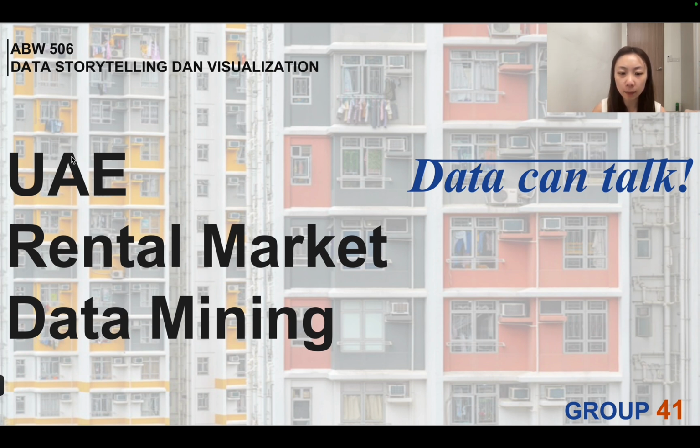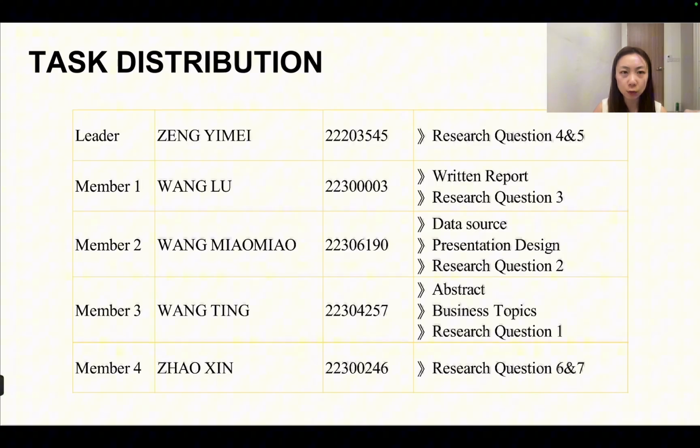Next, let's talk about task distribution. Leader 曾以妹: Research Question 4 and 5. Member 1 Wang Lu: Writing Reporter and Research Question 3.